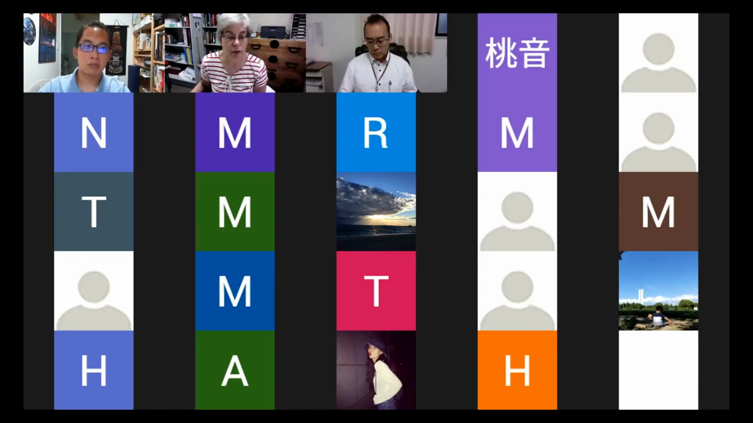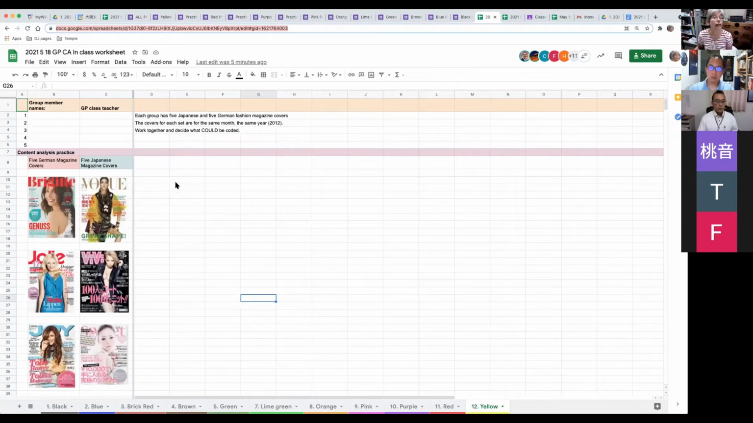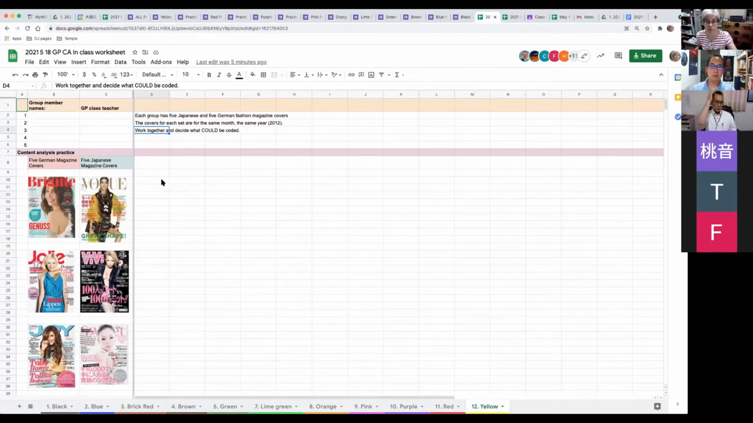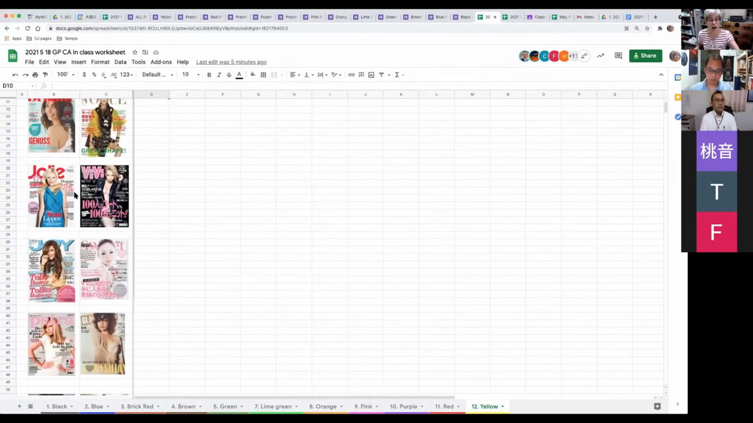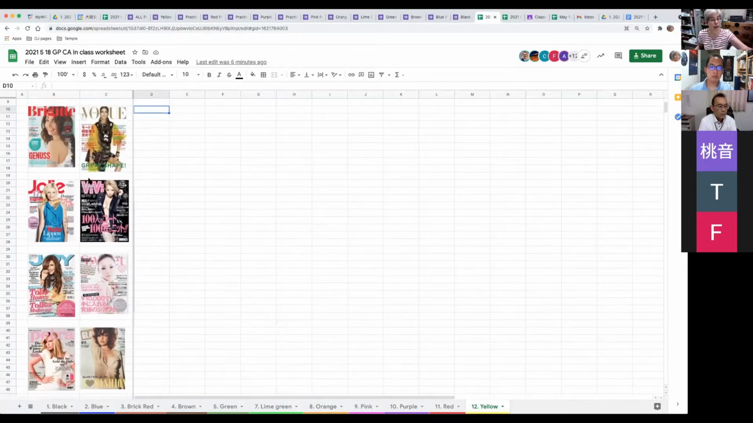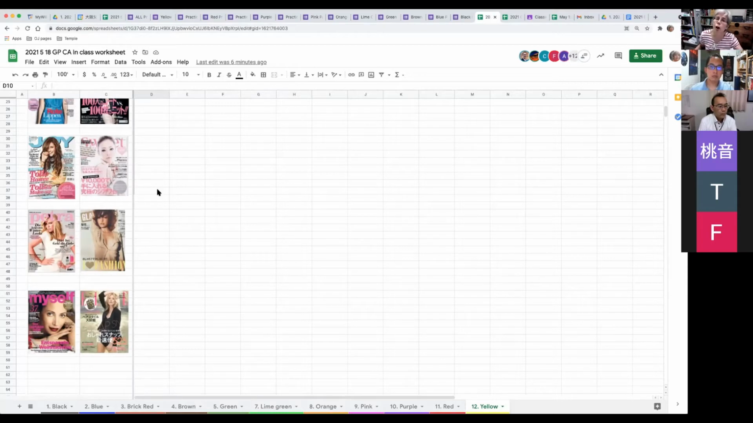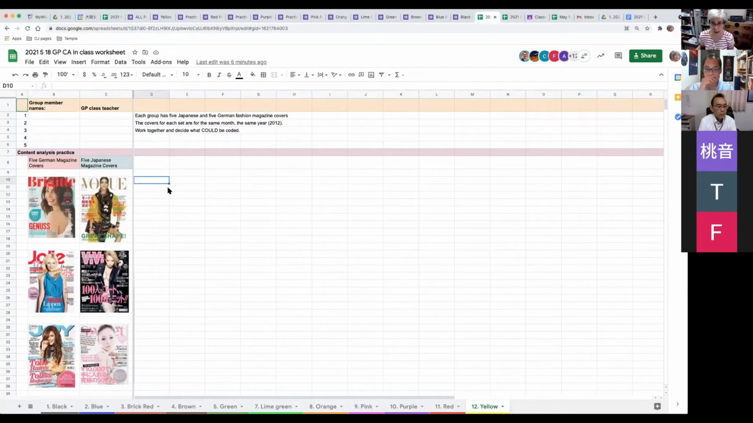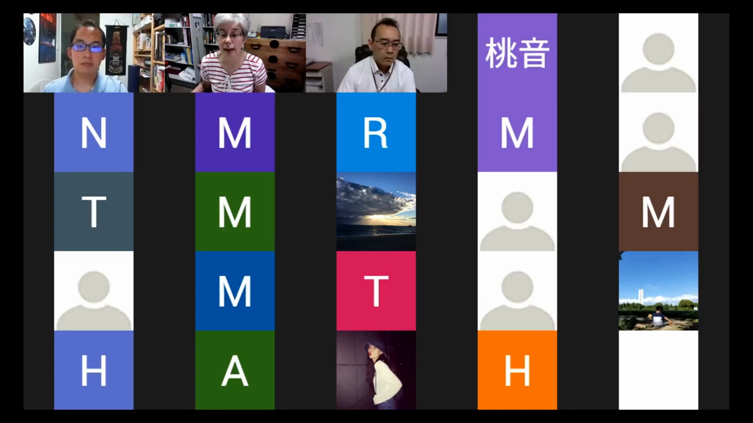I want you to go to your worksheet, that worksheet, whichever one you're assigned to. Okay, and think, what could be coded here? What could you code? So you've got all of the magazines from 1 month, all 10 magazines, and we're looking at all of them together. What could you code in those magazines? Any questions before I send you away?